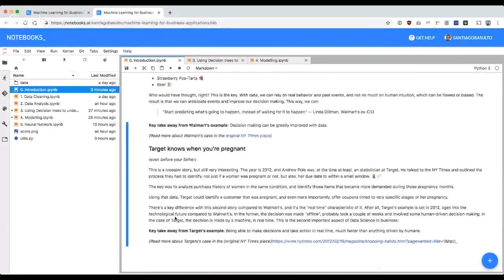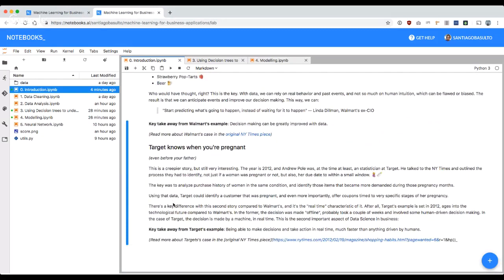Now, in the Target one, this is a more real-time event, okay? They are classifying women in real time and offering coupons or just different, for example, sales prices or just coupons for those women that they detect pregnant, and also given the stage of that pregnancy. So there is a big difference here, and it's that a computer can act a lot quicker than a human being, okay? So this is the big important difference between these two, and the second important takeaway of business and data science. Using data science techniques, you can act a lot quicker. You can anticipate many things and gain a competitive advantage.